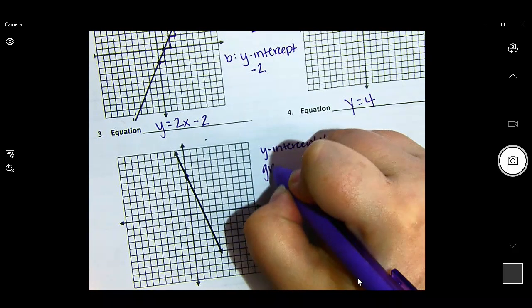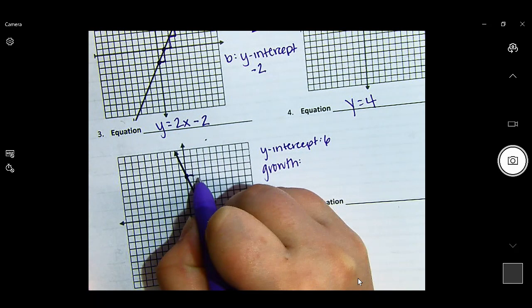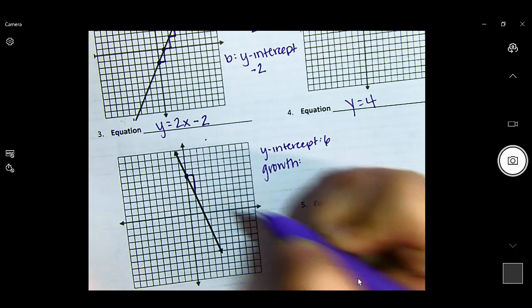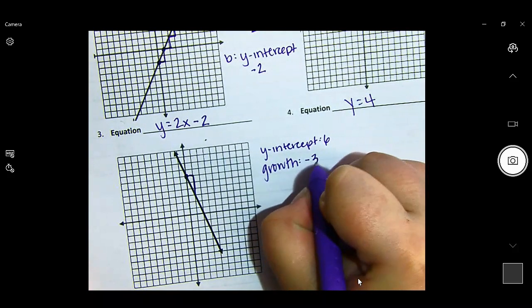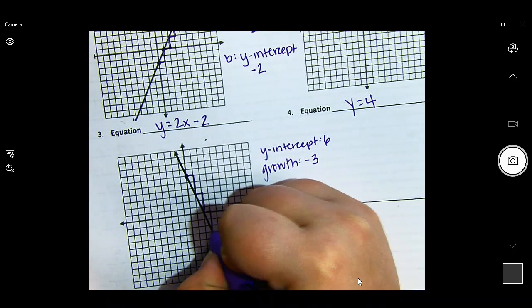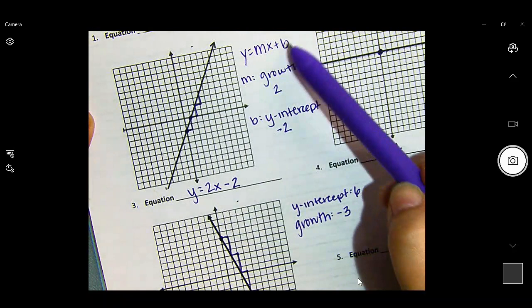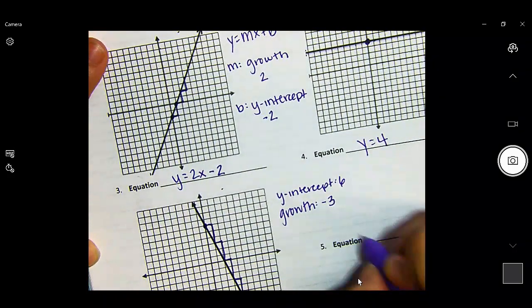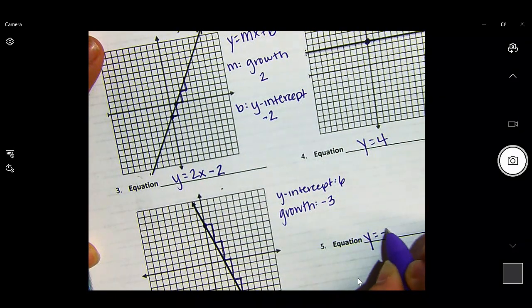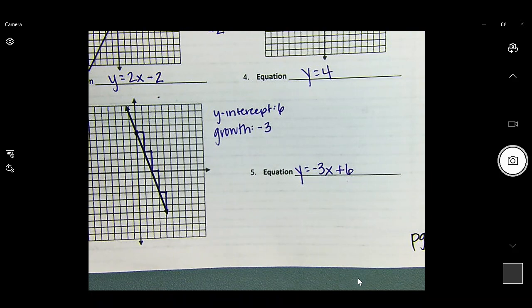Okay, my growth. So as I'm going forward 1, I'm actually going down 3. Okay, so my growth is -3. Every time I'm going over 1, I'm going down 3. Okay, now writing this in the y equals mx plus b form, it would be y equals -3x plus 6. Okay, and there is your last one on page 20.